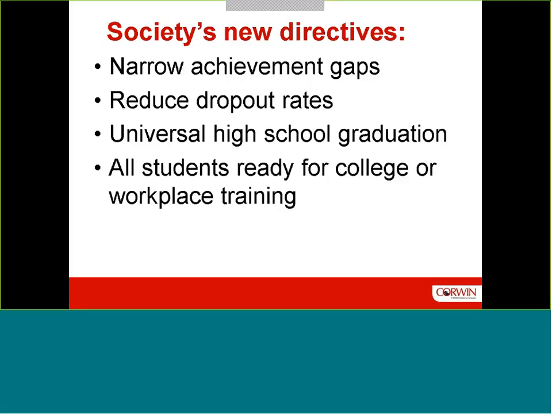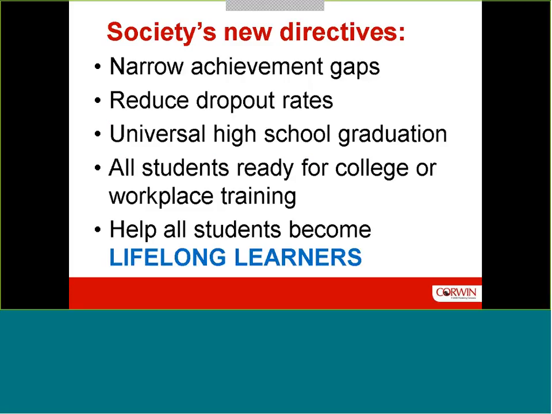Universal high school graduation. All students, I mean, we read this in the media continuously or hear it, all students ready for college and workplace training. I just learned recently that the standards that we're aspiring to that used to be Common Core standards are now called college and career readiness standards. I'm not sure the standards have changed, but the idea has changed. Society is asking in very specific terms for us to make sure all students become lifelong learners under the leadership of the local education systems.